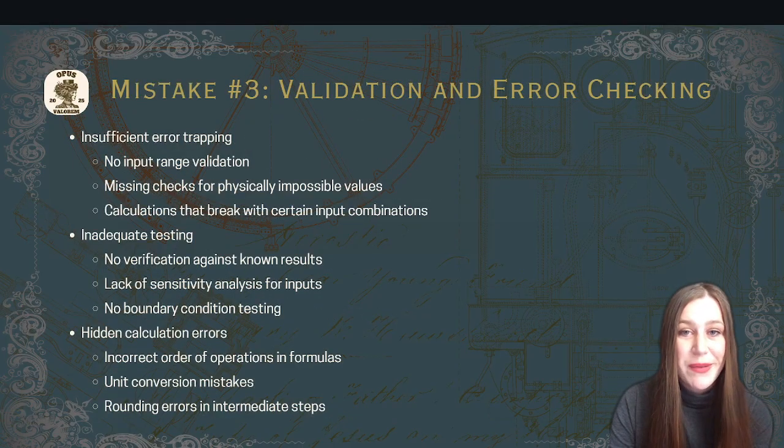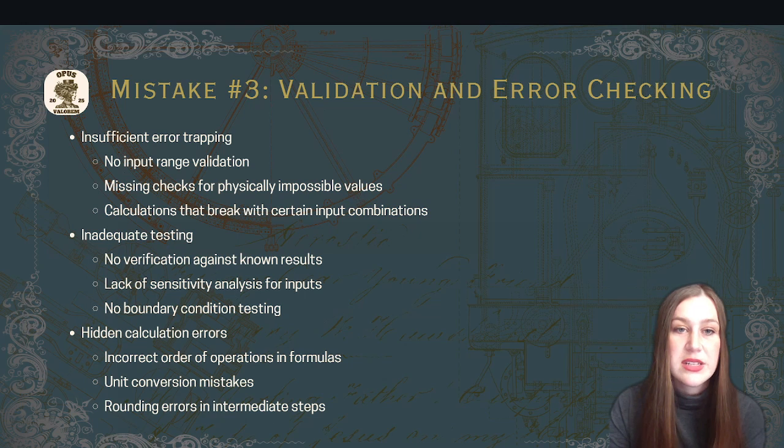The third mistake we might encounter is about validation and error checking. You might not trap errors sufficiently and have no input range validation. Maybe there are some missing checks for physically impossible values, or maybe your calc sheet breaks with certain input combinations. This might be from inadequate testing, where you don't verify against known results, or you lack a sensitivity analysis for inputs, and you completely omit boundary condition testing.